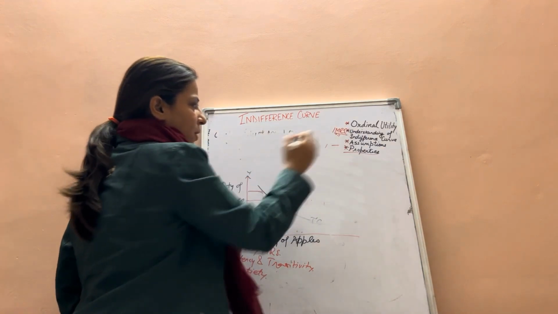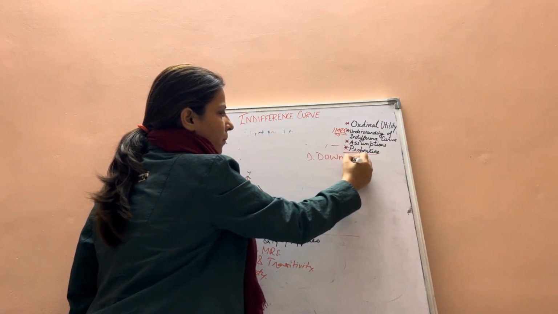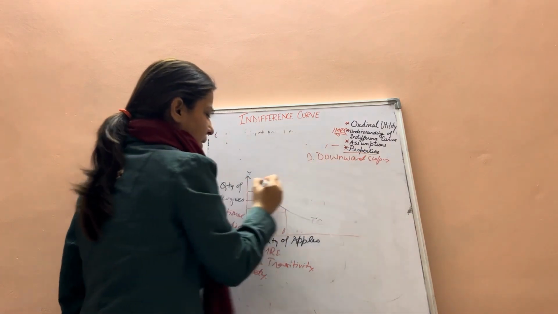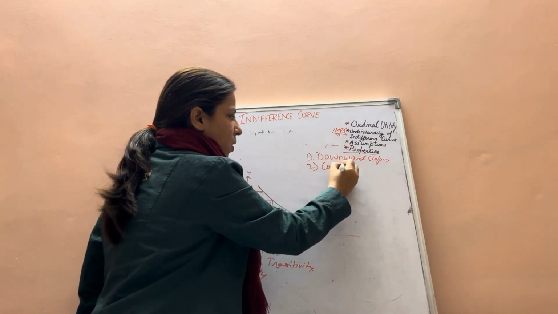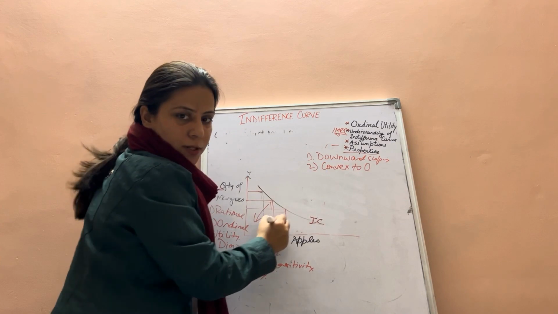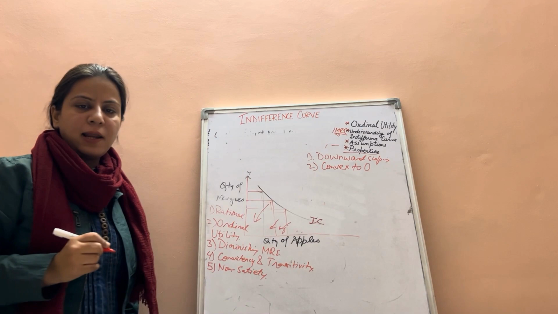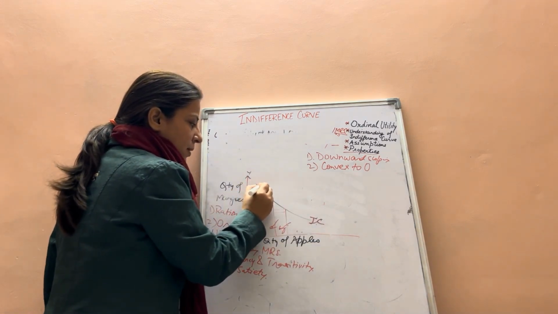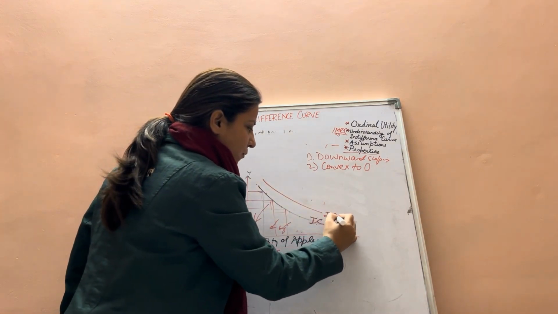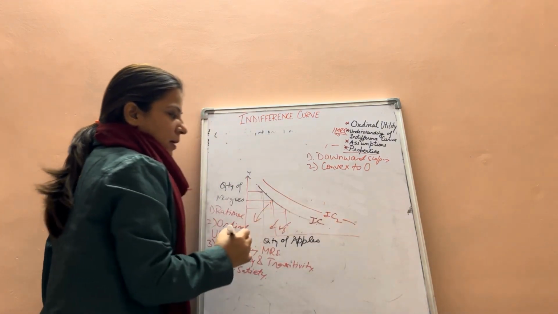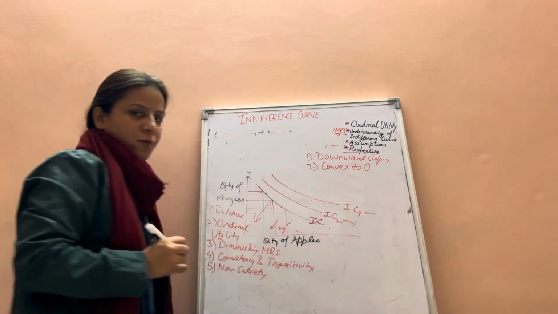Let's see the properties of indifference curve. Properties: indifference curve is downward sloping from left to right. You can see indifference curve is downward sloping from left to right. Indifference curve is convex to origin, bending towards origin. You can see here, higher indifference curve shows higher level of satisfaction. This is one indifference curve. Any combination gives equal satisfaction. Suppose this is indifference curve 2, this gives more satisfaction than indifference curve 1. And if suppose this is indifference curve 3, this gives higher satisfaction than indifference curve 2.